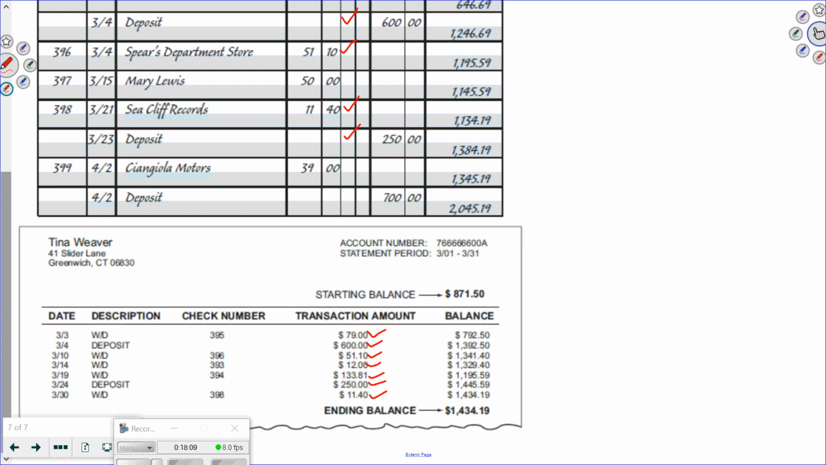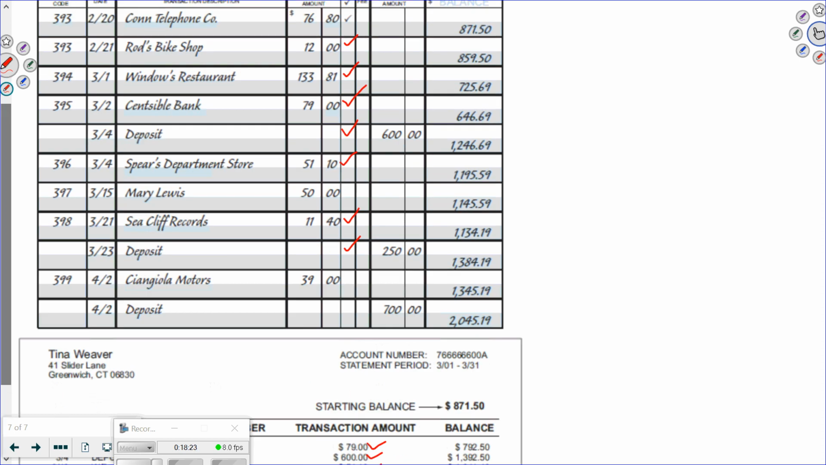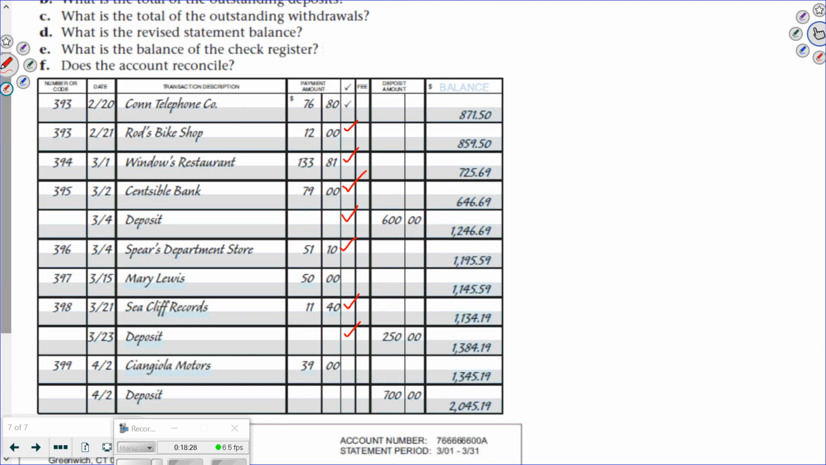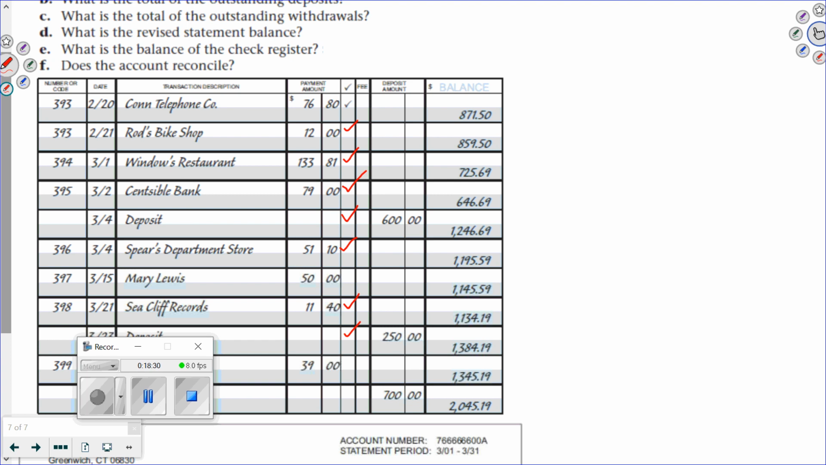Hold on a minute. You're arguing two different sides of this. Should everything that the bank says be on your registry? Yeah, it should be. All of those should show up. Are there things up here that will not have check marks? Yes, not everything has cleared the bank yet. So after we check everything off, we go through and circle all the things that are not checked. All right, so how many things did we circle? You got a 50, a 39, and a 700. Right, we just circle anything that does not have a check mark.